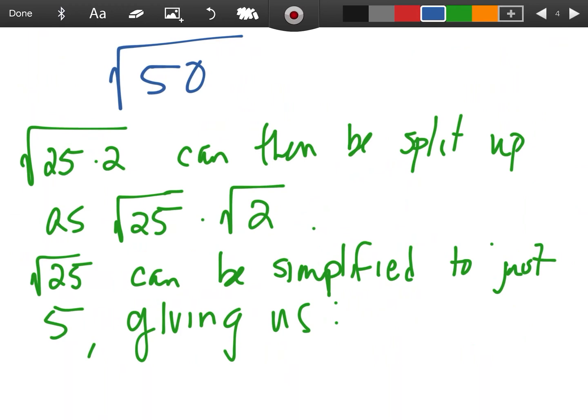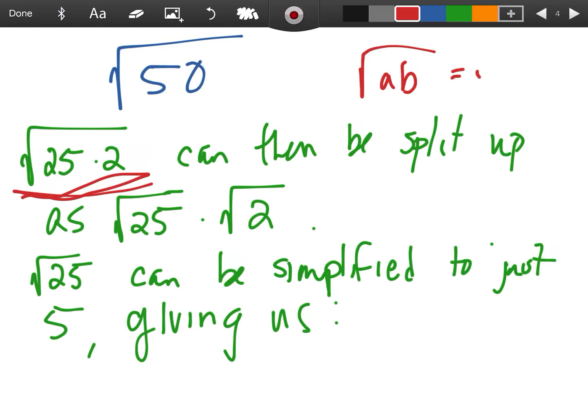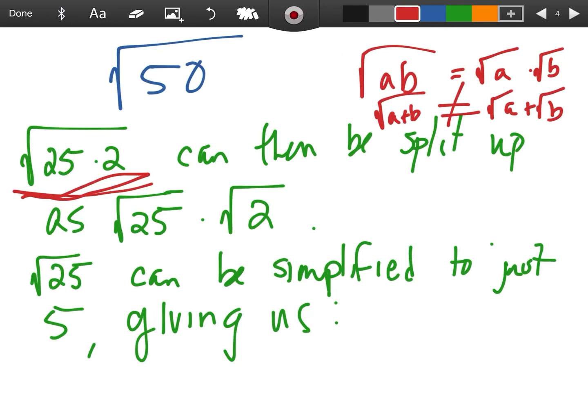All right, moving along to our next step, we can then split that radical up. So we have the square root of 25 times 2. We can actually split that up into 2 different radicals, still multiplying each other. The reason we're allowed to do that is because it's multiplication. For multiplication or division, you're allowed to split it up. For addition and subtraction, you are not. So if you have the square root of a times b, that is equal to the square root of a times the square root of b. If you have the square root of a plus b, that is not equal to the square root of a plus the square root of b. You can't split that up. When it's multiplication or division, yes, that's fine. All right, we'll draw a little smiley face there. That's okay.